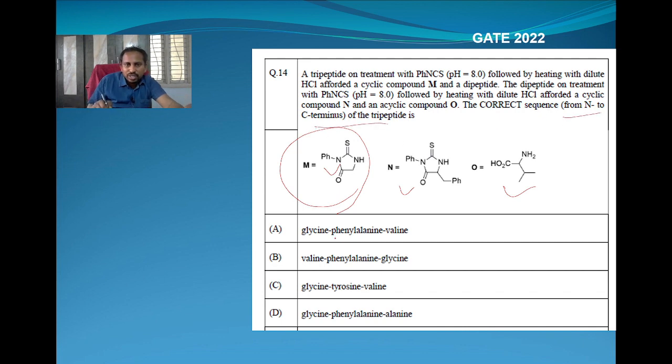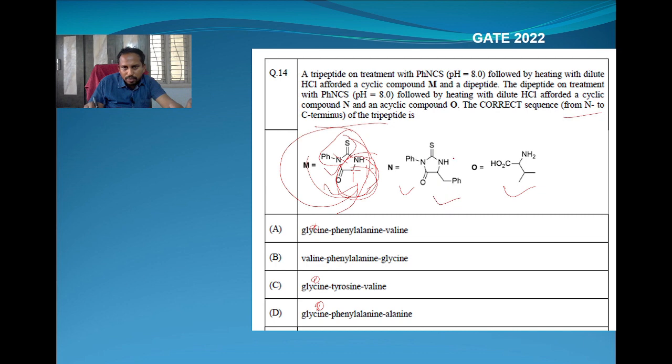Very easy. The first compound is formed by Edman degradation. This part comes from phenyl isothiocyanate, and this is the part from the amino acid. Since this part has hydrogen, the amino acid is glycine. So this complex is formed from glycine on the N side, and we get the N product from glycine.